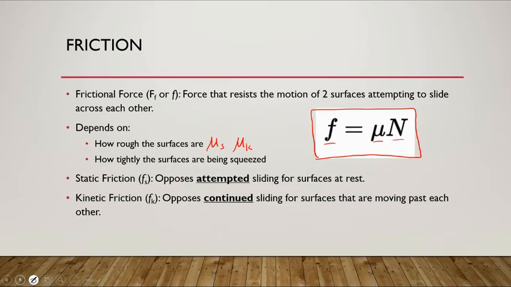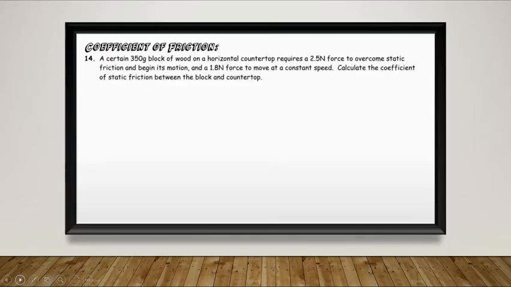So we're going to go ahead and do a few problems on friction. First, we have a certain 350-gram block of wood on a horizontal countertop that requires a 2.5 Newton force to overcome static friction. So we know that the maximum static friction is going to be opposing this 2.5 Newton force. As soon as we go beyond that, static friction has been overcome and it begins its motion, and a 1.8 Newton force to move it at constant speed. Okay. And that's at constant speed, so that's when we're dealing with kinetic friction. Calculate the coefficient of static friction. So we're really only caring about the static friction.